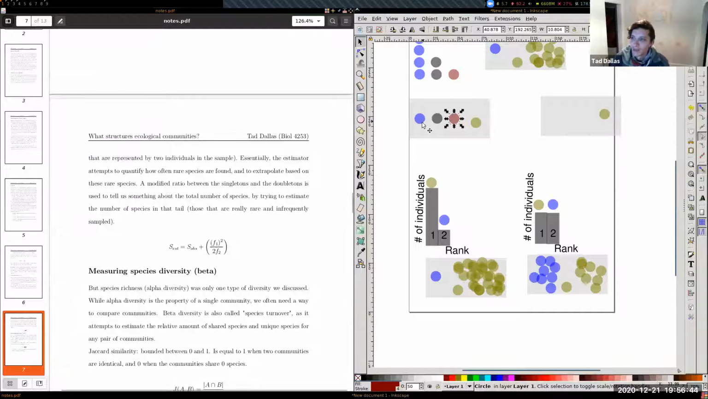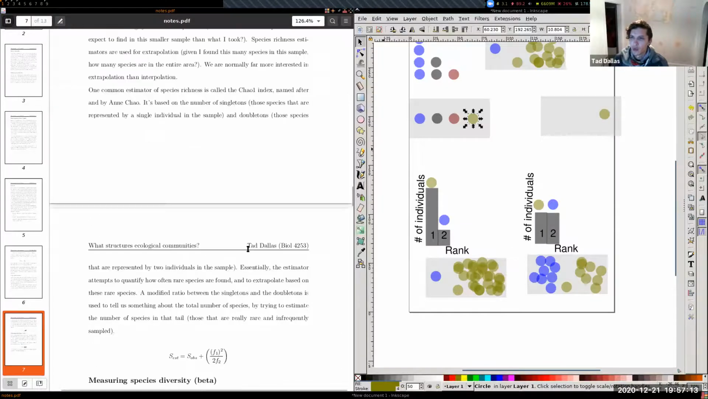Sometimes in simple examples, they fall apart. But yeah, so F2 is doubletons, F1 is singletons. And it's a very simple relationship, but it's actually fairly informative and can be quite accurate despite its simplicity, which is odd. All right. These also bypass a lot of the assumptions that rarefaction made.